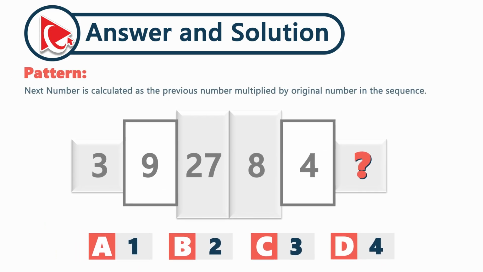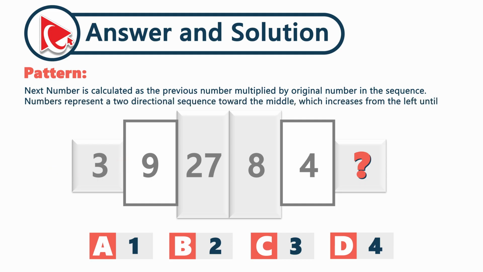In fact, the next number is calculated as the previous number multiplied by the original number in the sequence. For example, 3 multiplied by 3 equals 9. In fact, the numbers represent a 2-directional sequence toward the middle, which increases from left until the middle, and then reverses.